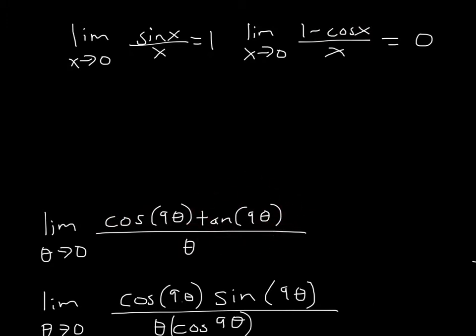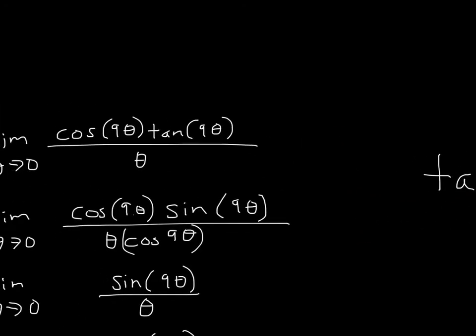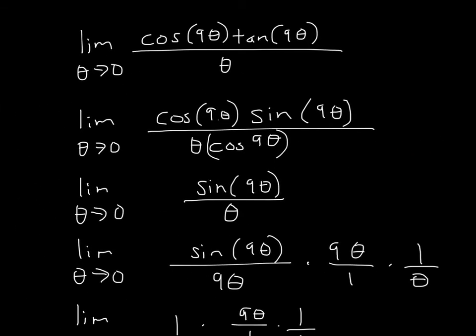So I see this tangent, and the tangent can actually be changed, because tangent x equals sine x over cosine x. So going back to this, the tangent can become sine over cosine. Since that would become a fraction, you can actually move the cosine to the bottom. And I put the theta out here so you don't get confused. So the inside remains the same.